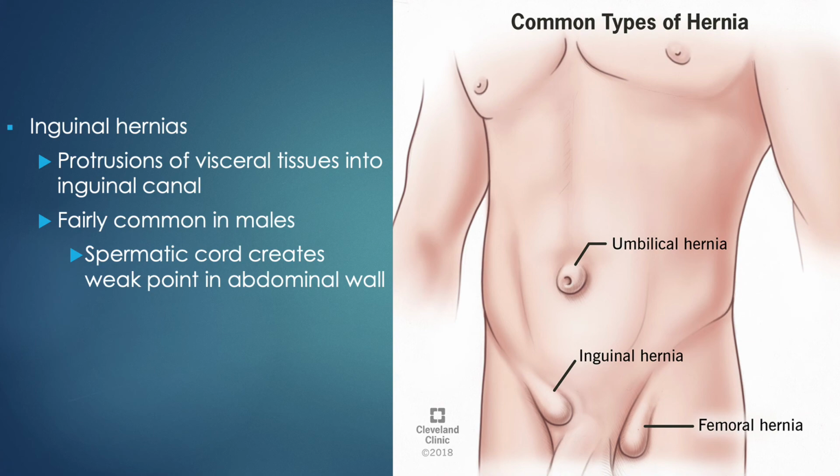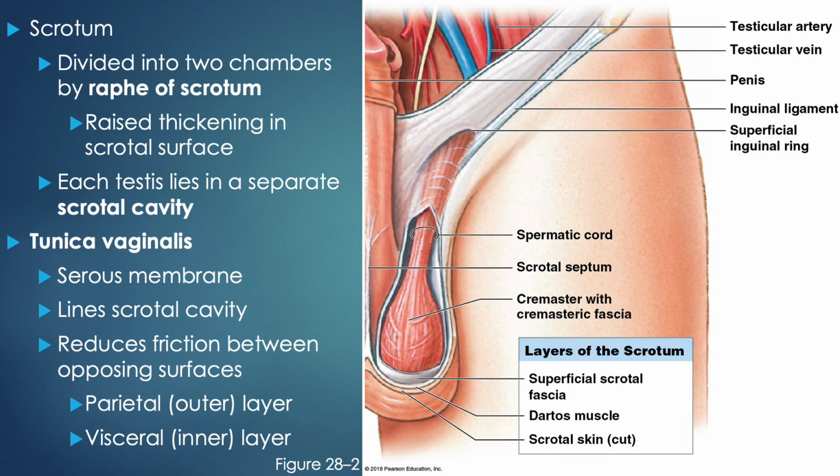The scrotum is going to be divided into two separate chambers, the right and the left, by the raphe of the scrotum. And the raphe is a raised thickening in the scrotal surface. Each testis is going to be present in its own separate scrotal cavity. And then the tunica vaginalis is a serous membrane that lines the entire scrotal cavity, and it's there specifically for the purpose of reducing friction between the opposing surfaces. So keep in mind that the testis within the scrotum can move, and so that tunica vaginalis has an important role in allowing that movement to occur freely.